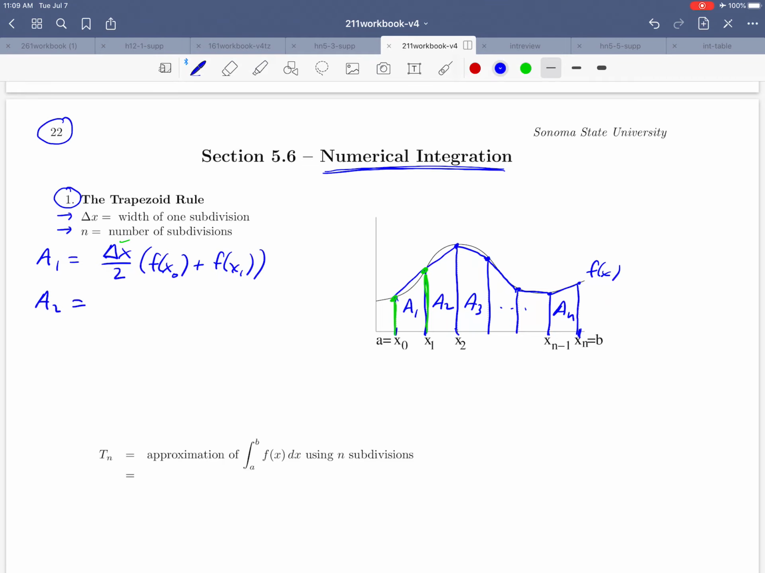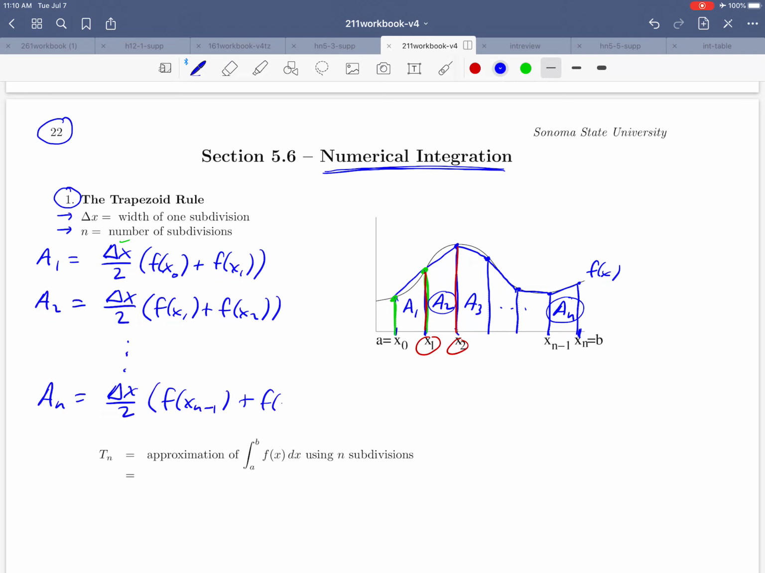Okay, A2, similar idea, but now we're jumping over to the second trapezoid, and its width is still delta x, so we're going to get delta x over 2, and then the only thing that's different is that the heights on either side go with the points x1 and x2, and so we're going to get f of x1 plus f of x2. And this pattern continues until we get to the very last trapezoid, and its area AN is going to be delta x over 2 times f of xn minus 1 plus f of xn.